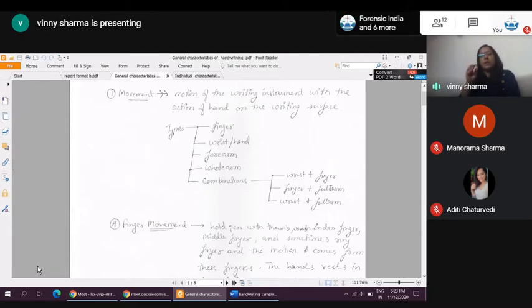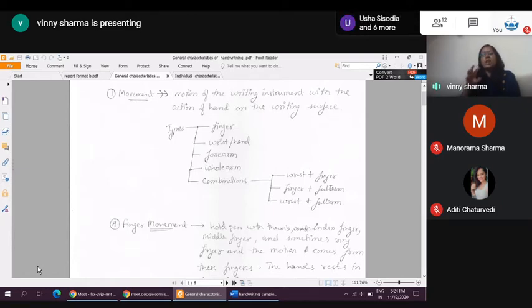Basically, you are holding your pen with again five fingers, but your motion is coming from your shoulder because you are using a big writing surface to write on. So the writing is small, illegible, clumsy, but still you will be able to read it.